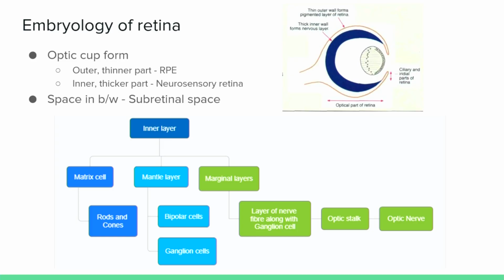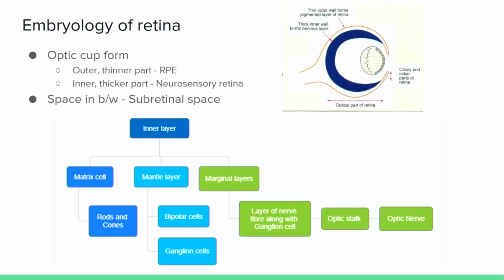The optic cup forms the outer, thinner part, which is called the retinal pigment epithelium, and the inner, thicker part, which is called the neurosensory retina. One significance of this embryology: the outer thinner part forms the RPE and the inner thicker part forms the neurosensory retina. So what is retinal detachment? That's why retinal detachment happens, because of the separation between the RPE and the neurosensory retina.